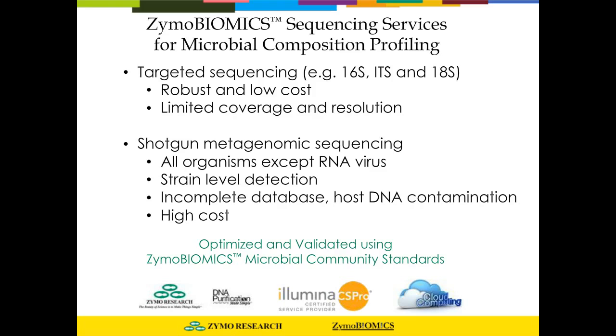On the other hand, shotgun metagenomic sequencing sequences all available DNA. Because of that, in theory, it can identify all organisms except RNA virus, and it can trace microbes to the strain level. However, it also has some disadvantages. For example, it has problems of incomplete database and host DNA contamination. It also has a relatively high cost.